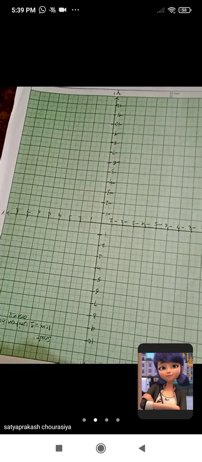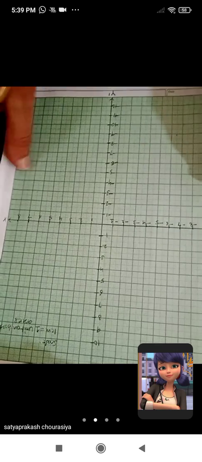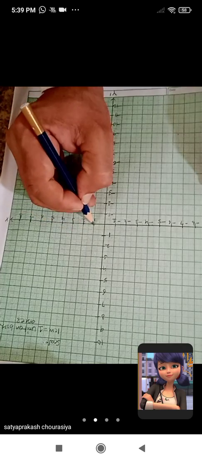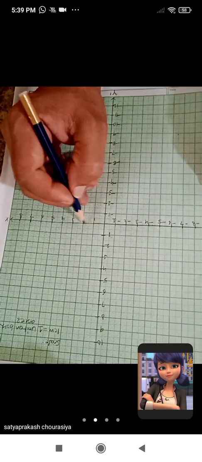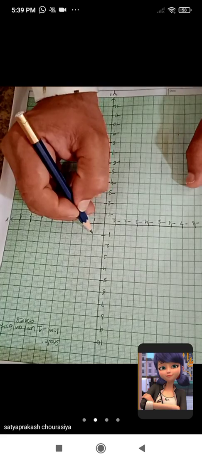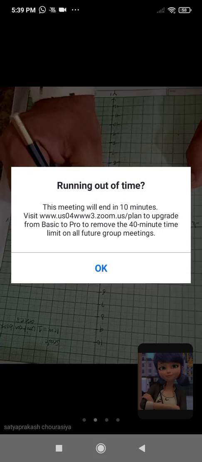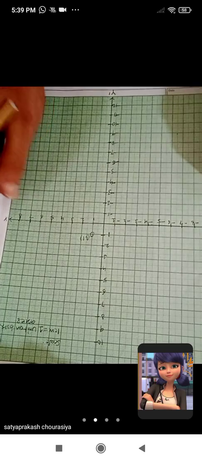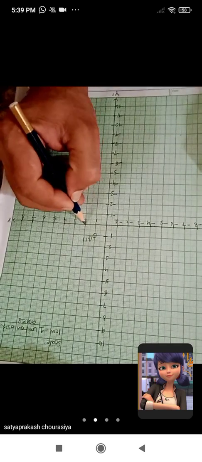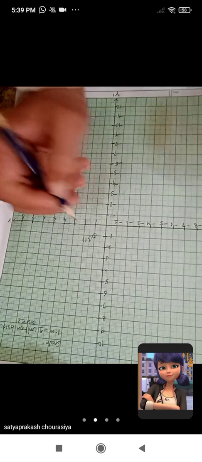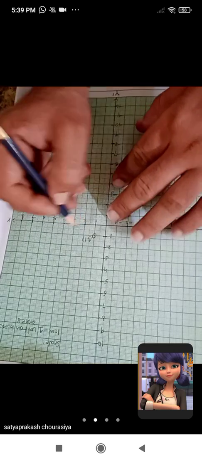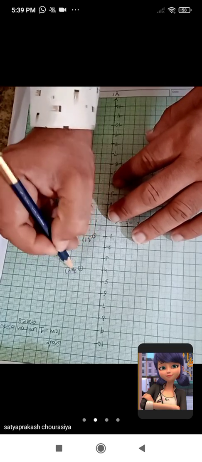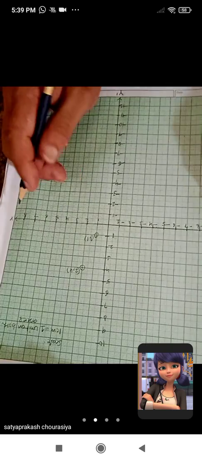The first point is 1 comma 1. Both points are positive, so this will come in the first quadrant. See the x coordinate and y coordinate here, both are 1 and 1, so this point is here, 1 comma 1. Next point is 2 comma 4. Now again both points are positive, so this will come in the first quadrant. 2 comma 4. Next point is 0 comma -2.